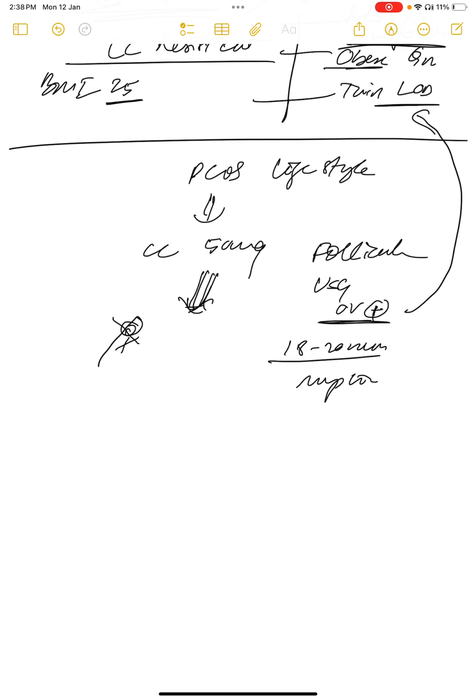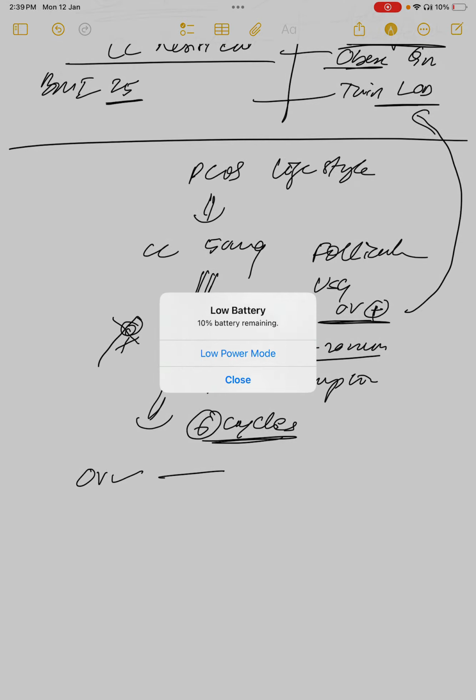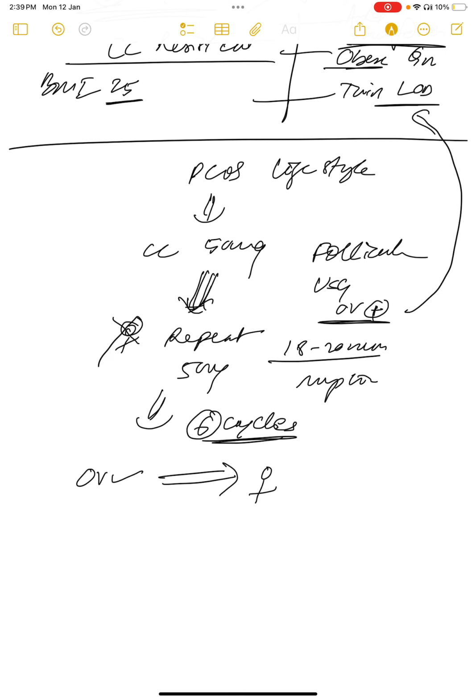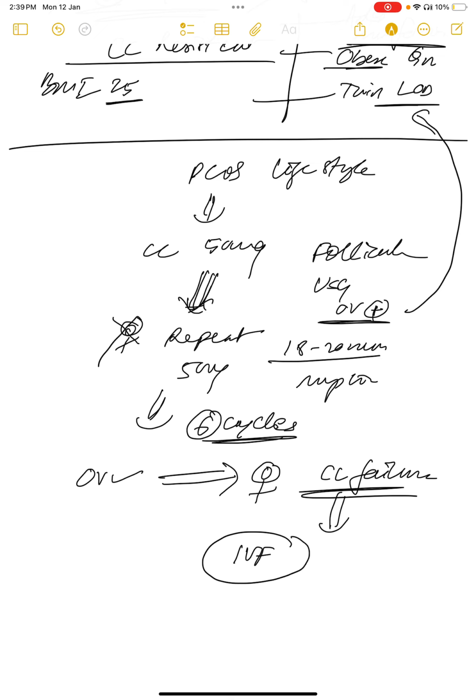Even then, she got her period and didn't become pregnant. Then repeat again 50, and again 50. In that way, you'll repeat this for 6 cycles. Even though she's ovulating, she's not getting pregnant. This is known as clomiphene failure. In case of clomiphene failure, you will go directly for IVF. This is important. So this table is clomiphene failure.